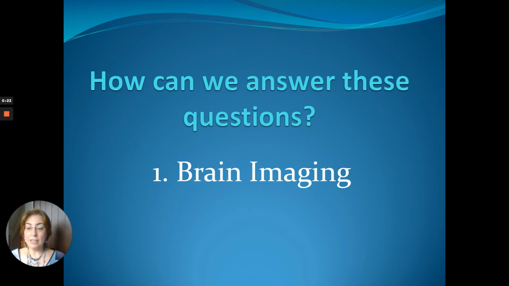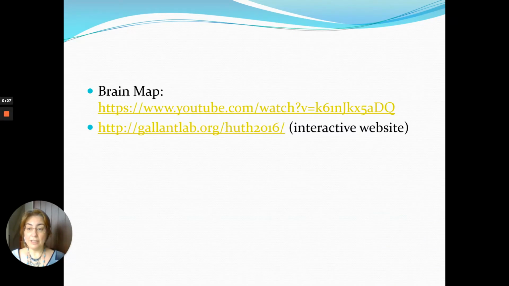So the first one is going to be brain imaging. Brain imaging is literally looking at the brain and seeing how it functions. And if you want to know the relationship between language and the brain, you look at the brain while the person is using language.